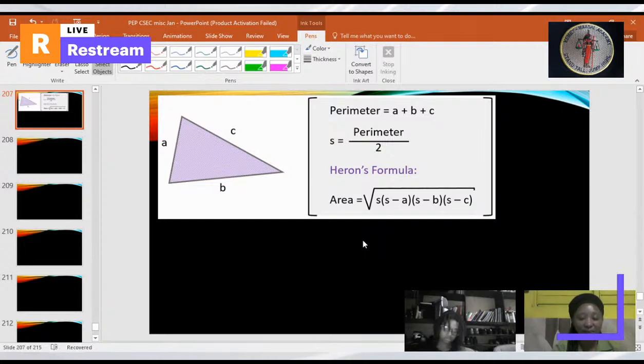Multiply those 3 answers by each other. That's what the brackets mean. We're multiplying them by each other. Also by the semi-perimeter. And finally, we find the square root.